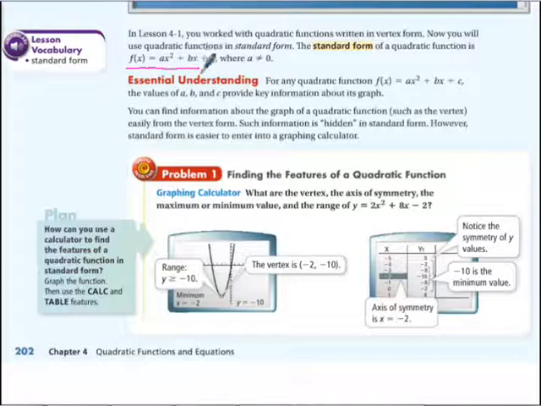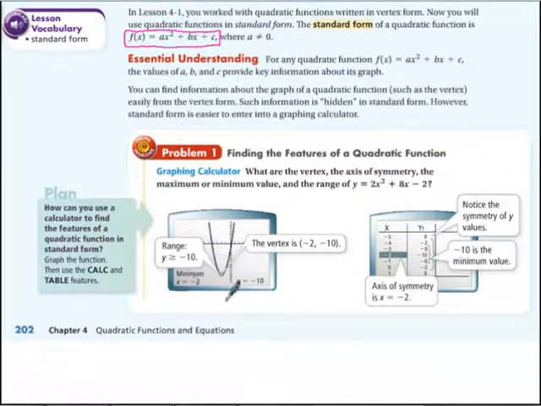Standard form is like this, right here: f of x equals ax squared plus bx plus c. That is standard form for a quadratic function. For any quadratic function, the values of a, b, and c provide key information. Similar to vertex form, where we could look at it and get some information, we can do the same with standard form. So let's take a look at the features of it.